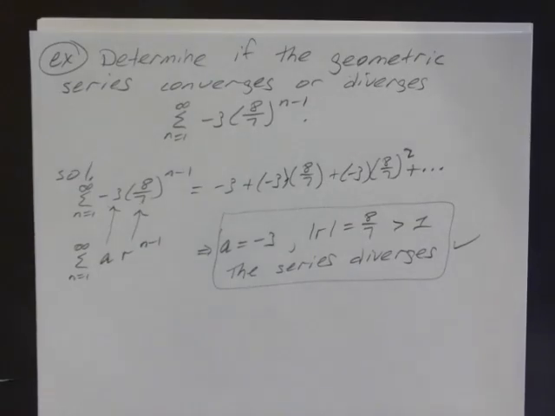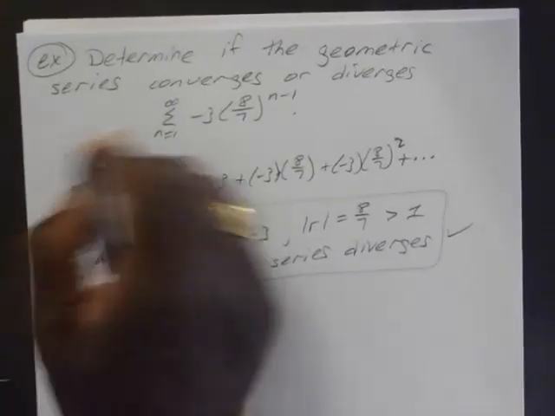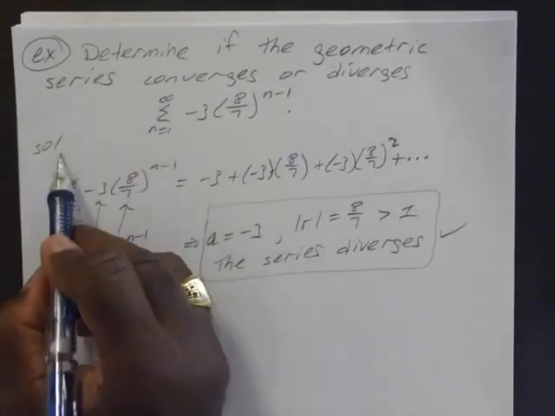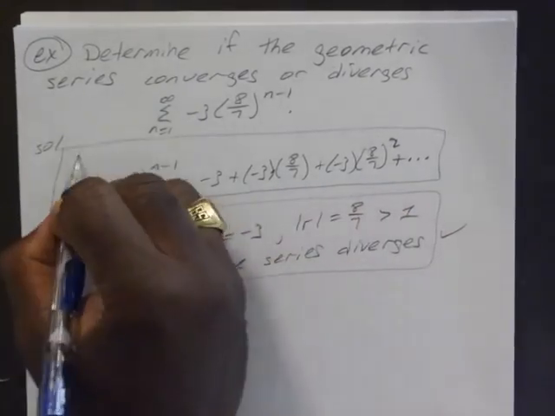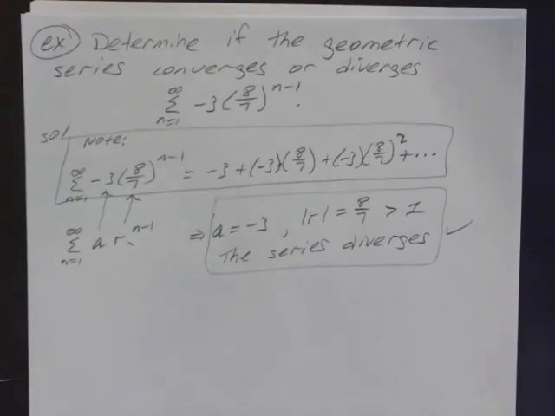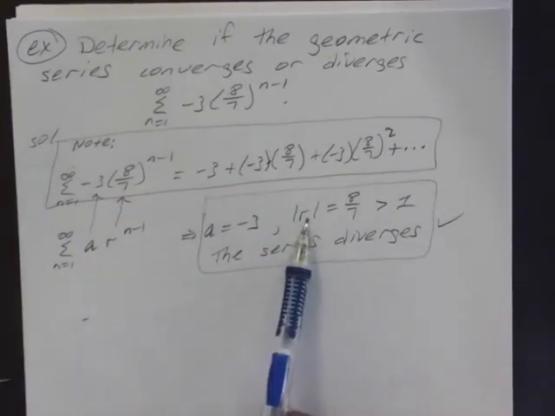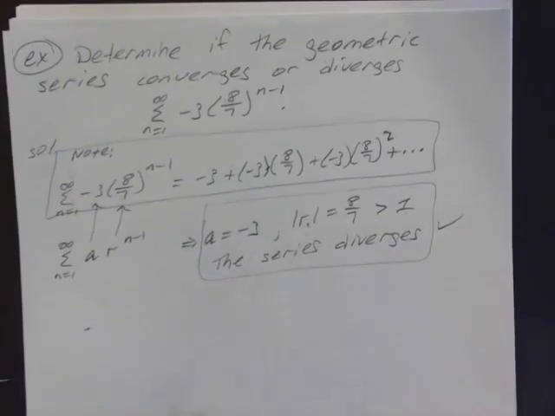So with this one up here, I don't want you to think you have to do that every single time. So I'll make this just a note. When they tell you it's a geometric series, all you have to do is line it up, find your a and your r, and look at the absolute value of your r. If it's bigger than 1, it diverges. If it's less than 1, it converges.